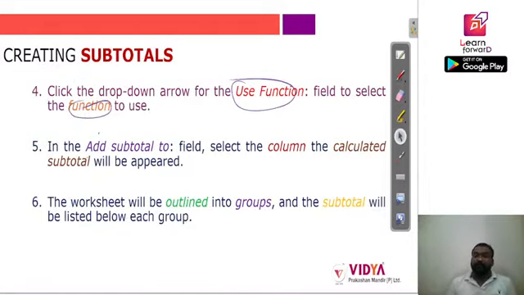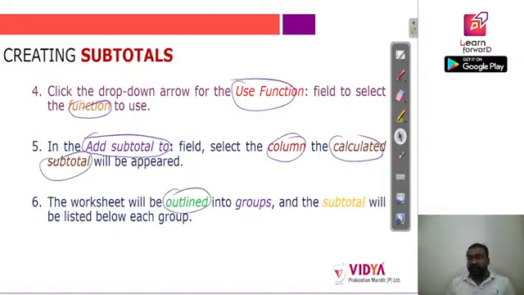Then it will ask us where we want to add that particular subtotal. If you want to add the subtotal just below that particular column, you can select that column, or you can select your specific column where you want to show this subtotal. By this, your calculated subtotal will appear in that column. Your worksheet will be outlined into groups. We have seen on the left side those groups that have been created with the help of this subtotal.